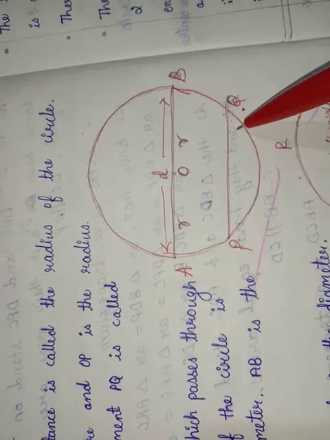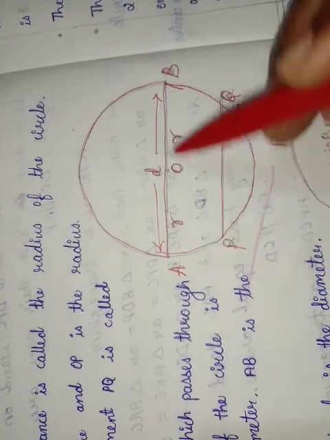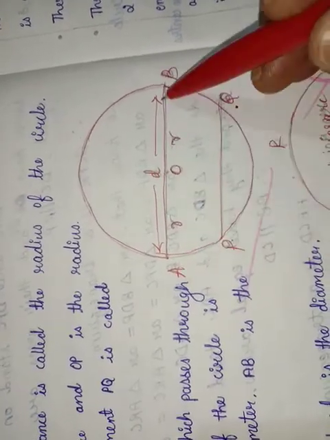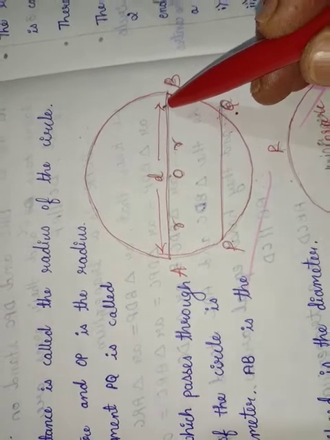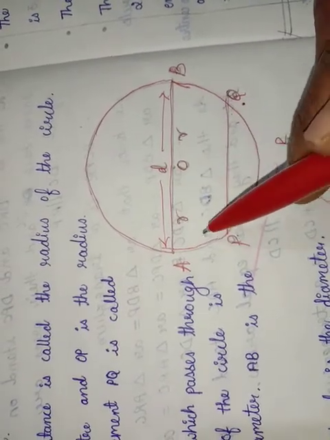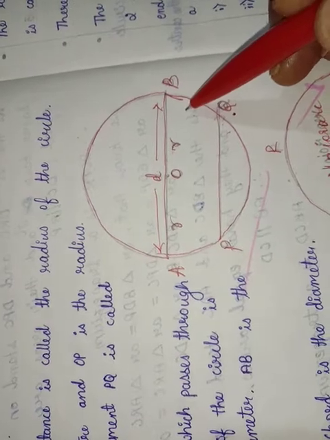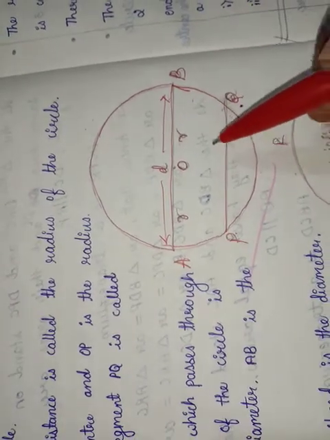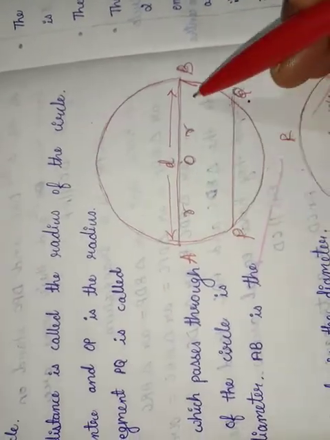A chord which passes through the center of the circle is called a diameter. Okay, and AB is the diameter. Then the longest chord is the diameter.